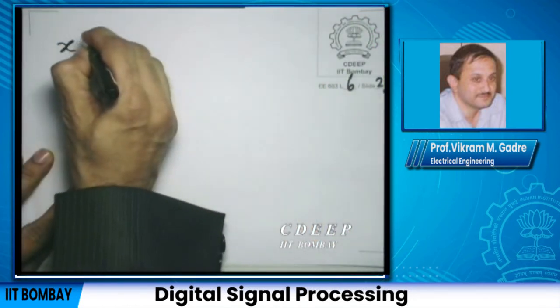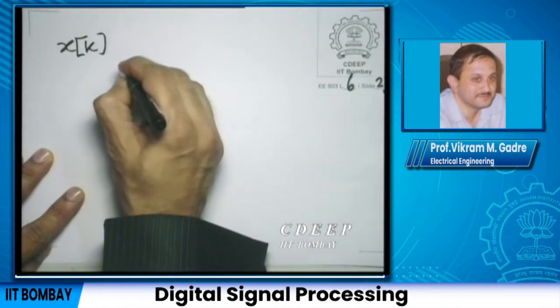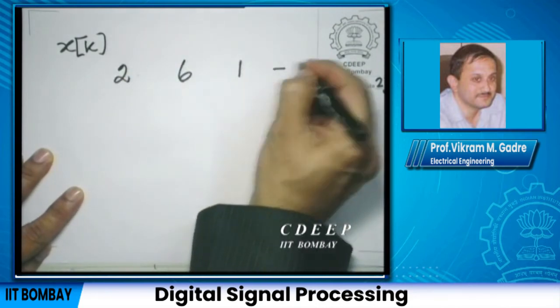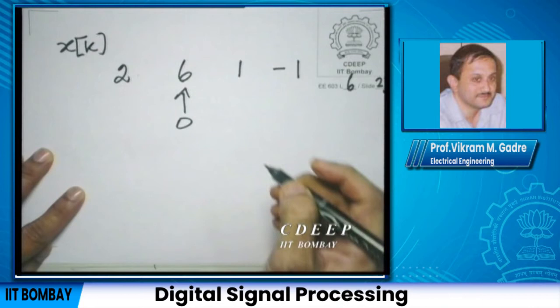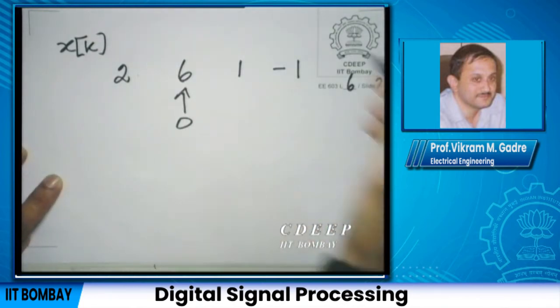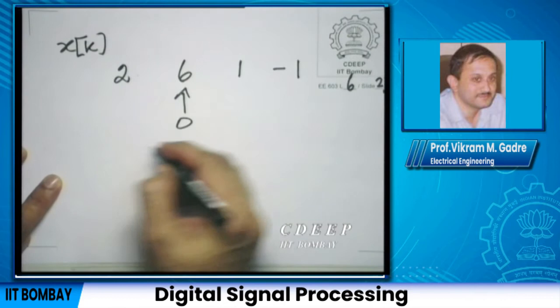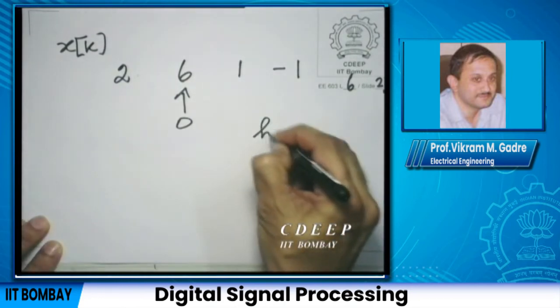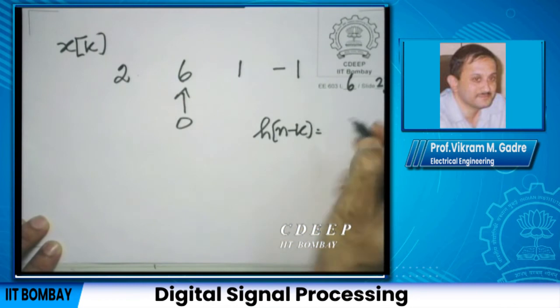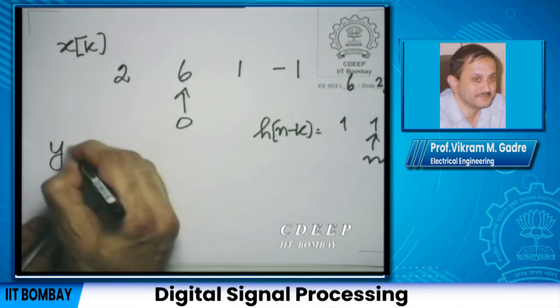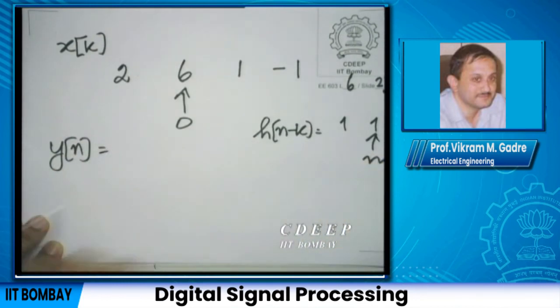But let us use this idea to recalculate the output that we did a few minutes ago. So, there we had x of k given by 2, 6, 1 and minus 1, isn't it? And now you can visualize h of n minus k. So, I will just write it down on the side. You see, h of n minus k looks like this, 1, 1 at n. So, now I can recalculate y of n using this very easily.